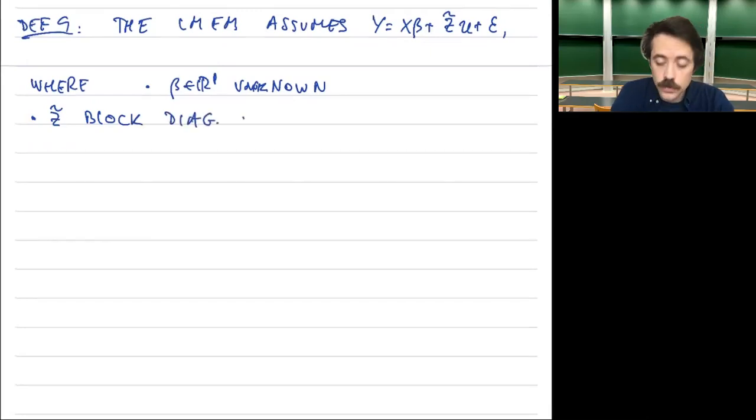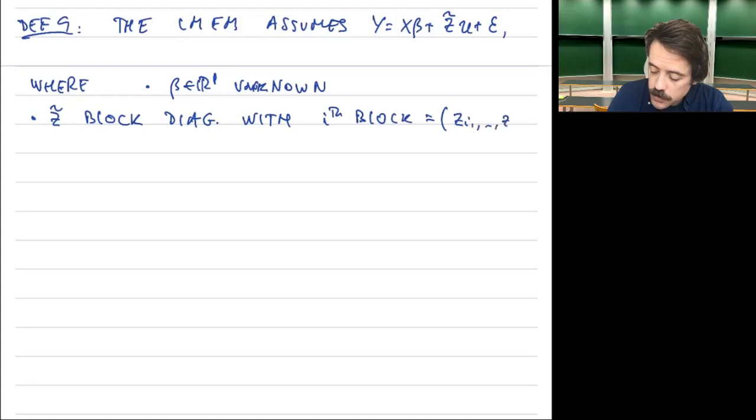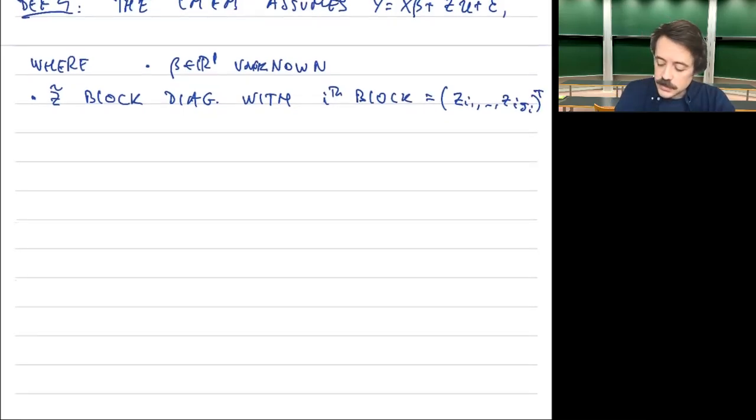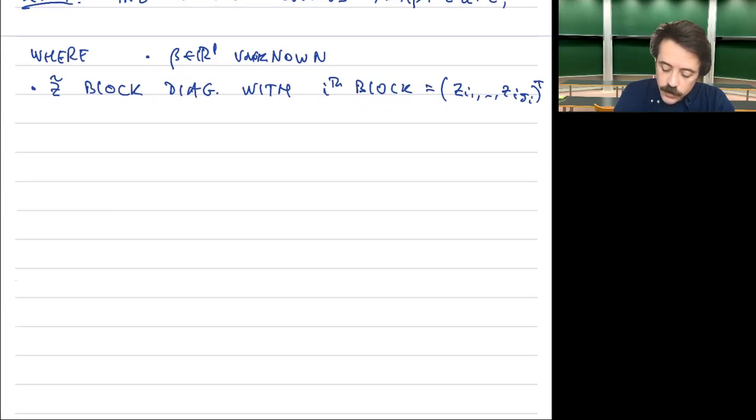So it's block diagonal with the ith block given by precisely the Z's. It's a bit different from the capital Z function matrix that we had before, in that it contains these blocks in the diagonal.